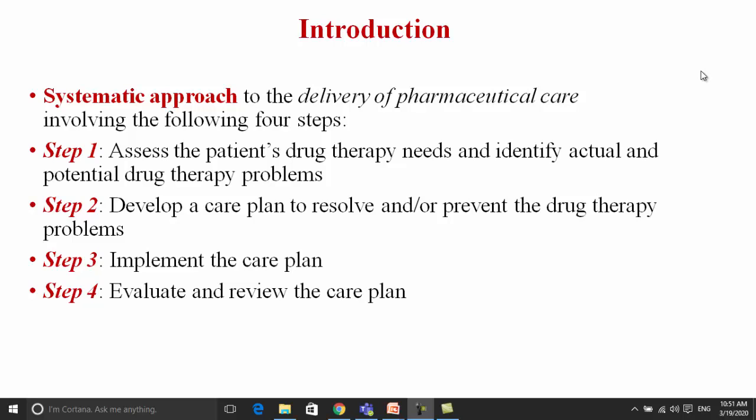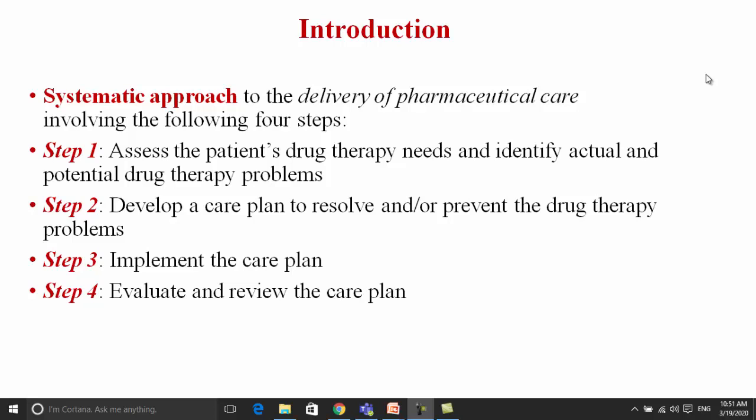So in step one, the pharmacist should evaluate what the drug therapy needs or problems related to this patient are, and should identify if there is an actual drug therapy problem or a potential drug therapy problem that may occur in the future, and the pharmacist should prevent these kinds of drug therapy problems or triage. In step two, the pharmacist will start to develop a care plan to resolve and prevent the drug therapy problems.